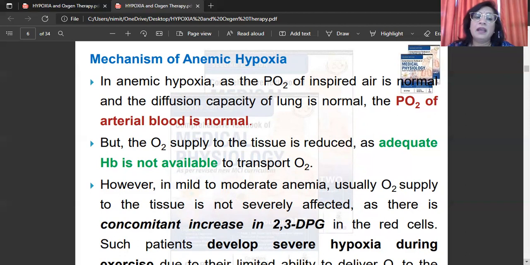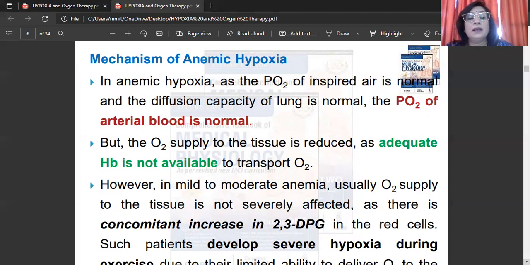Because adequate hemoglobin is not available to transport the oxygen. So the difference we are noting is that the PO2 of the inspired air is normal, the diffusion capacity of the lung is also normal, but adequate hemoglobin is not available to transport the oxygen. Hence, this will lead to anemic hypoxia.